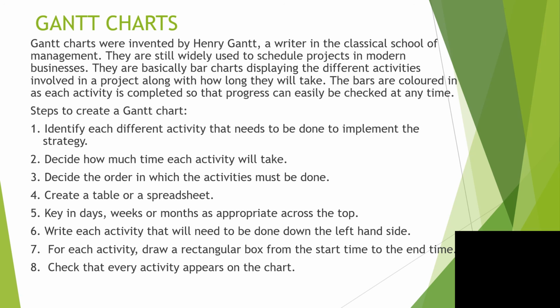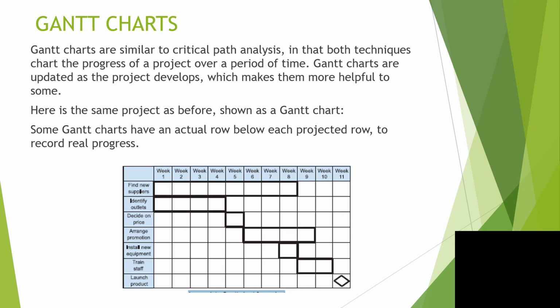Key in the days, weeks and months as appropriate across the top. So it could be, for example, you're saying, well, a house takes 2 months to build. So you might want to break that down into weeks or whatever, so that you can actually do the different tasks individually. Write each activity that will need to be done down the left-hand side. And for each activity, draw a box from the start time to the end time. And what you're doing there is making sure that every single activity is on the chart. Something kind of similar to this one in the picture here.